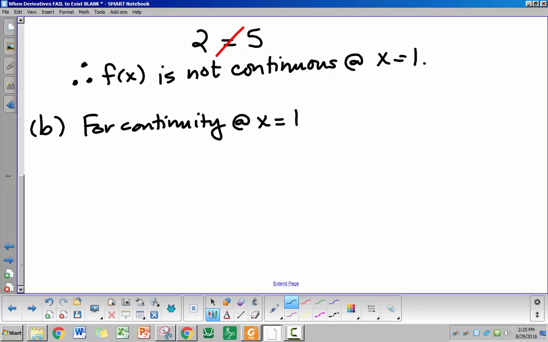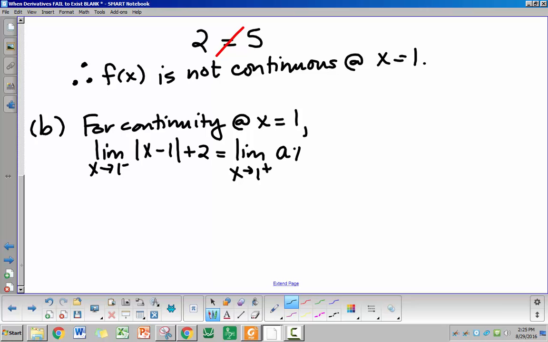We need the limit as x approaches 1 from the left, and that's going to be the absolute value of x minus 1 plus 2. That has to equal the limit as x approaches 1 from the right of, it was ax squared plus 3x, or bx? Yeah, bx. That has to equal f of 1.